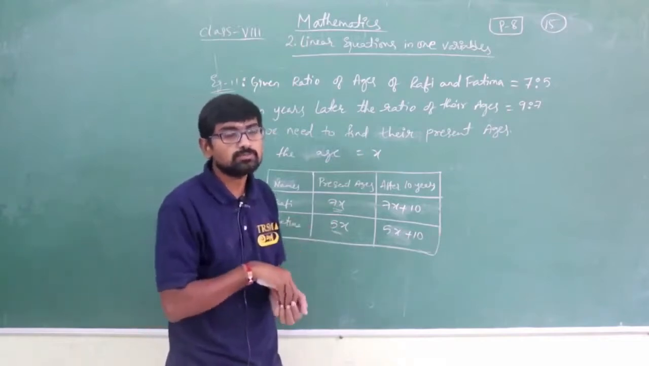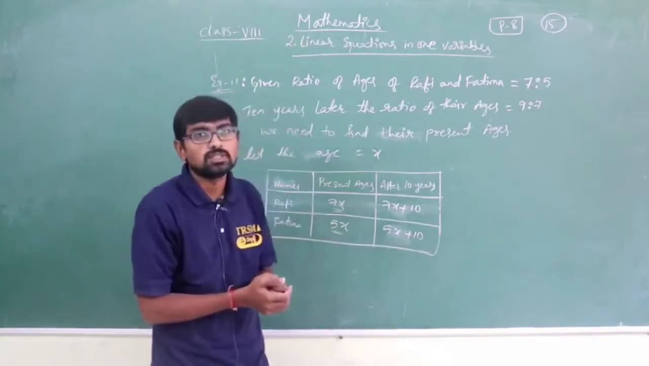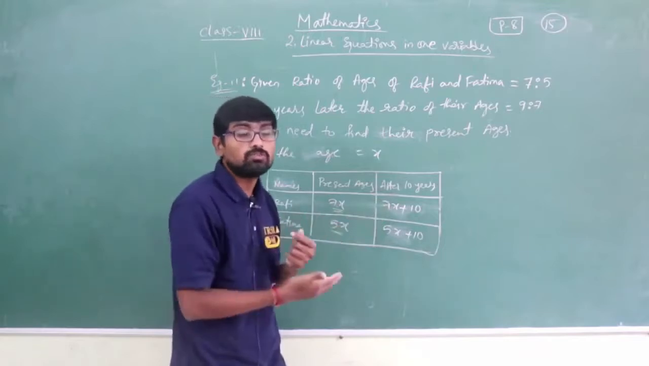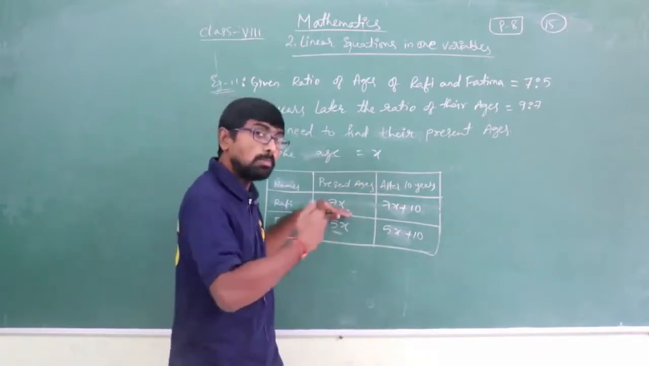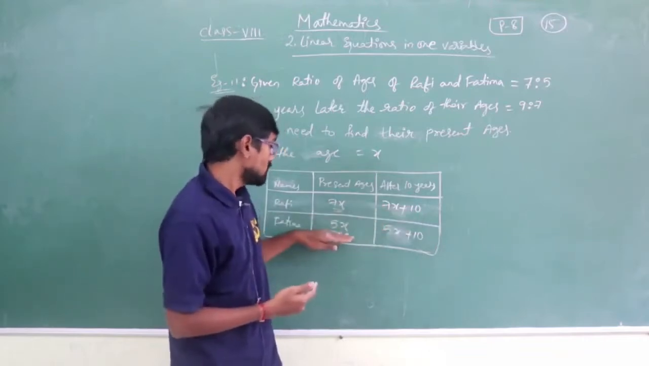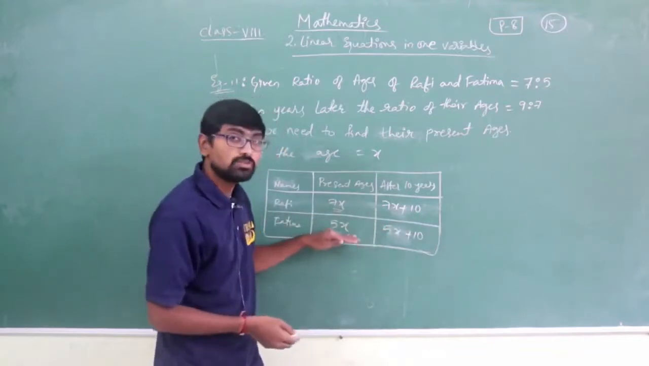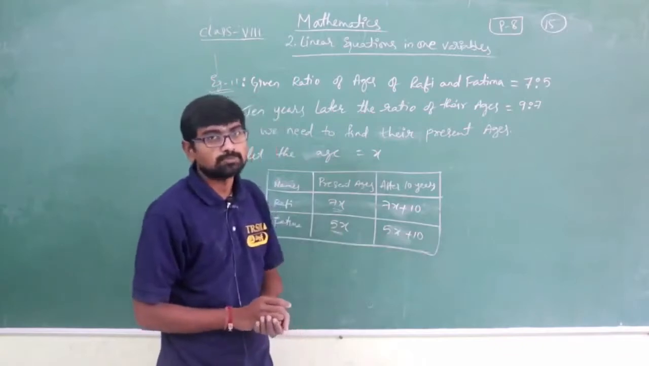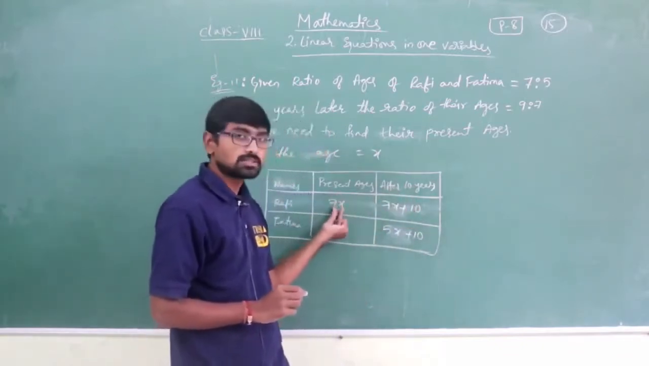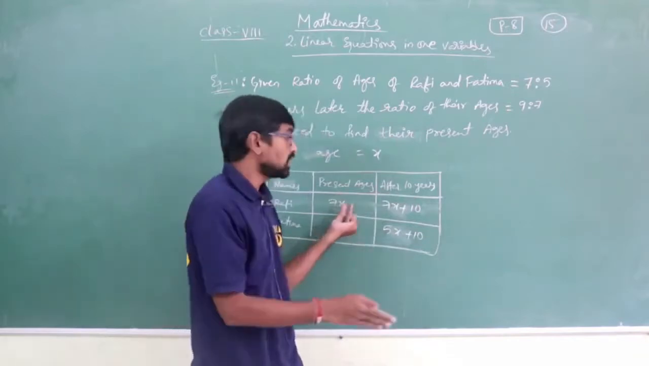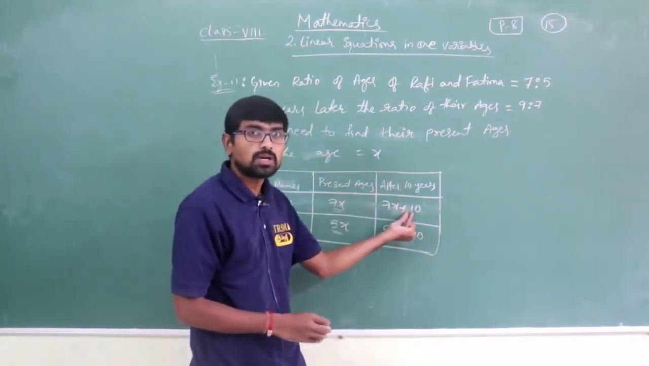It is the present age. What is it after 5 years? No, after 10 years, what will be their ages after 10 years? So 7x plus 10, and similarly Fatima's age will be 5x plus 10. Why am I adding plus 10 here? Because the present age is 7x. After 10 years I have to add plus 10. Hope you all understood, isn't it?